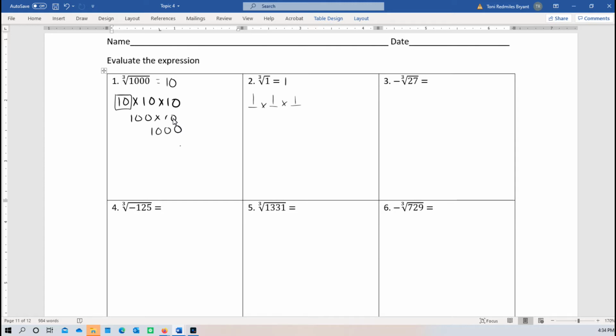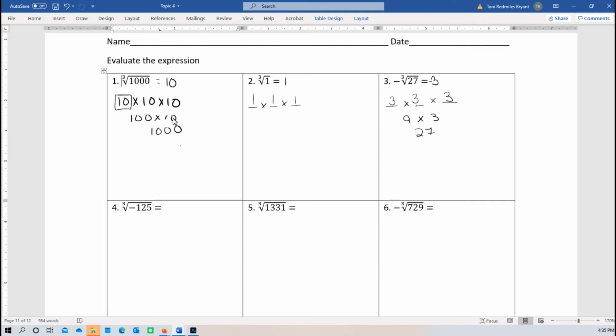This one, the negative is on the outside, so first you've got to do what's on the inside, and then it's going to be negative. Okay, so this is 27. Well, to get 27, I need a 3 times 3 times 3, because 3 times 3 is 9, times 3 more is 27. So it's going to be 3. But then I have to apply the negative.